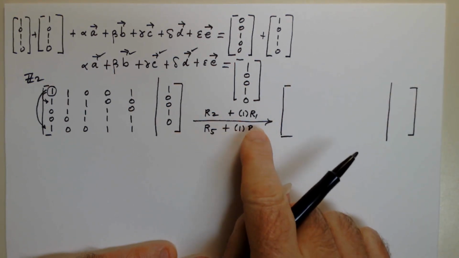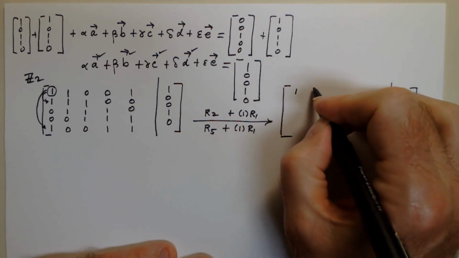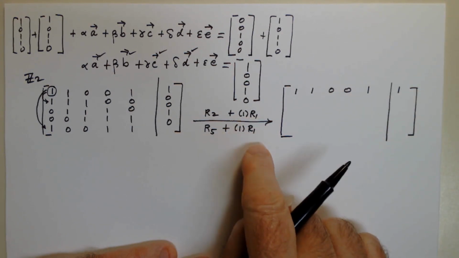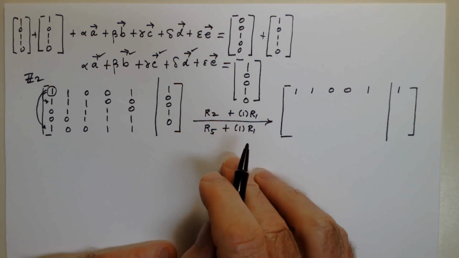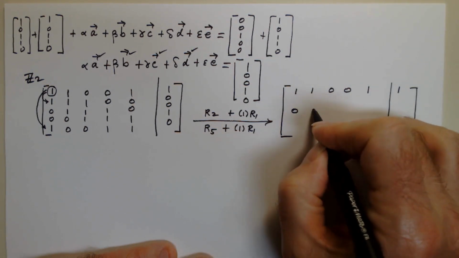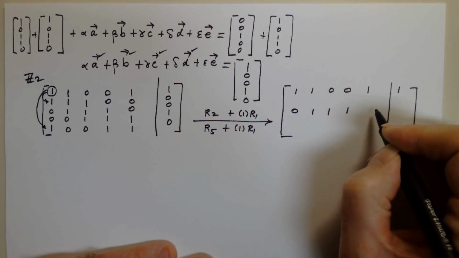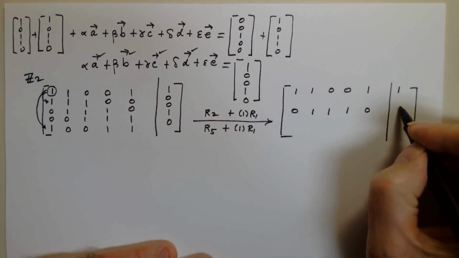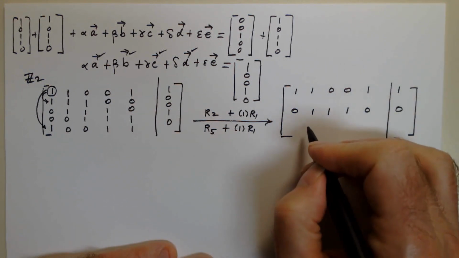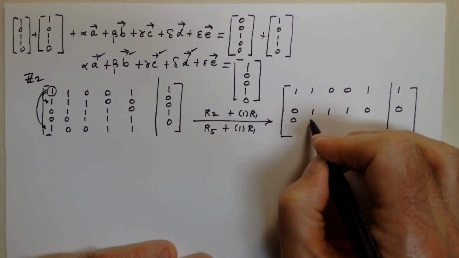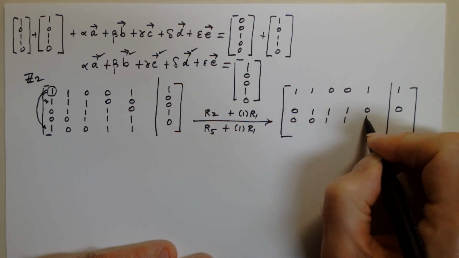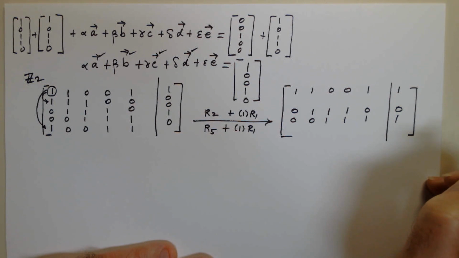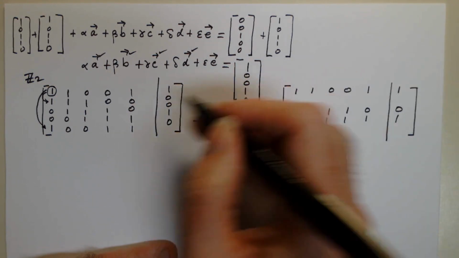Okay, let's think about what's not changing. Row 1 is not changing, so let's fill that one in. Row 2 is changing, so we won't fill that one in yet. Row 3 is not changing, so let's get that one in. Okay, row 4 is not changing. But row 5 and row 2 are changing. So let's get those changes. And we're getting them simply by adding row 1 onto them.